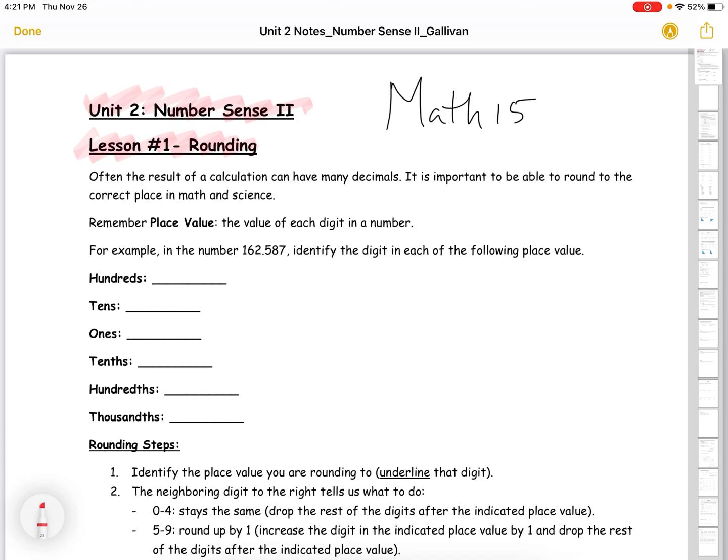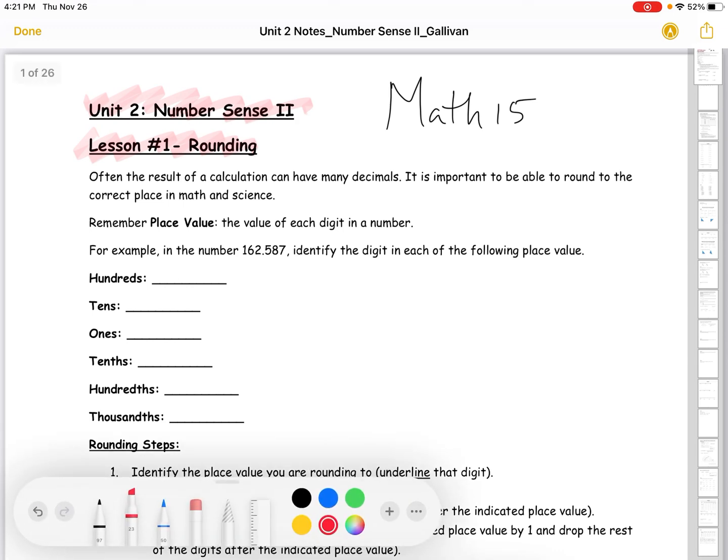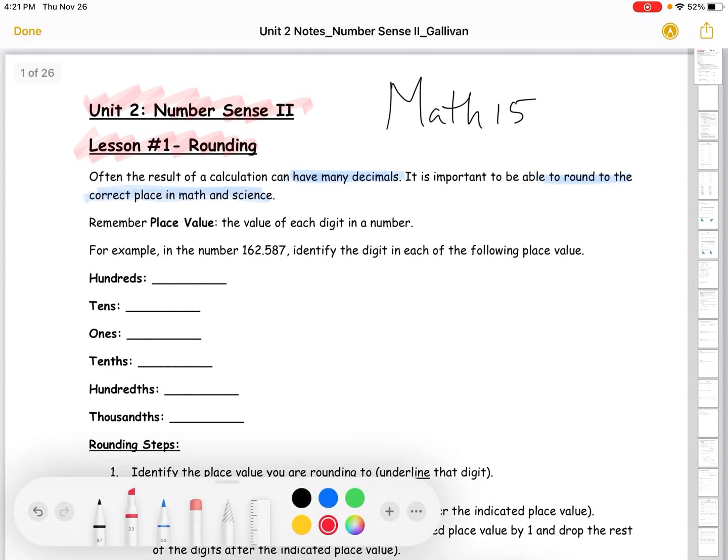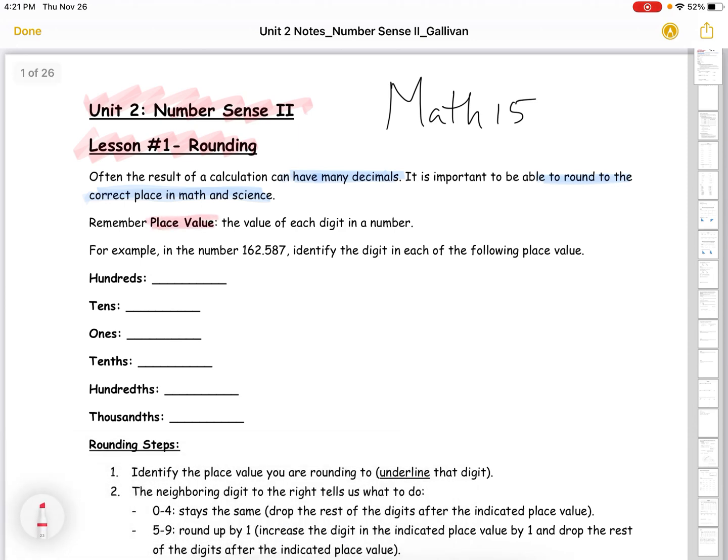Now, often, the result of a calculation can have too many decimals, or many decimals. And it's important to be able to round to the correct place in math and science. So first we have to think about place value when we're rounding, because you might be asked to round to a certain place value. What that's talking about is, if we're looking at the number, which digit is in that place value. So we have to know where tens and ones and hundreds and hundredths and tenths and thousandths are, okay?